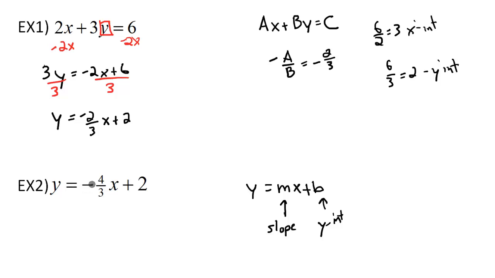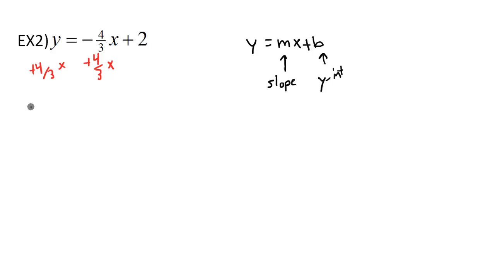Now if we had slope-intercept form and we were required to write it in the standard form of a line, that just means that we need to get the x and the y on the same side. And that's even a little bit easier than what we did up there. All we have to do is get rid of this so that it appears on the left side. So I'm going to add 4/3 x to both sides. So now that will be 4/3 x plus y, and that will equal 2.